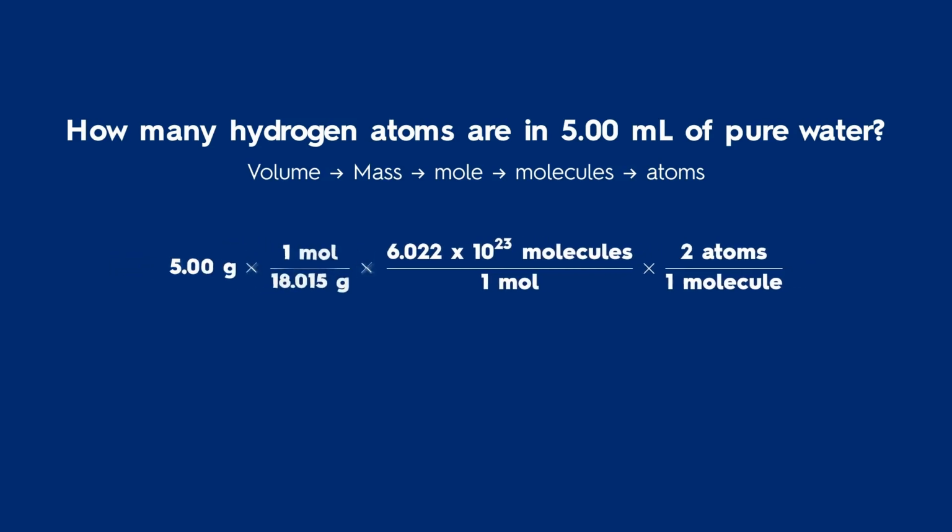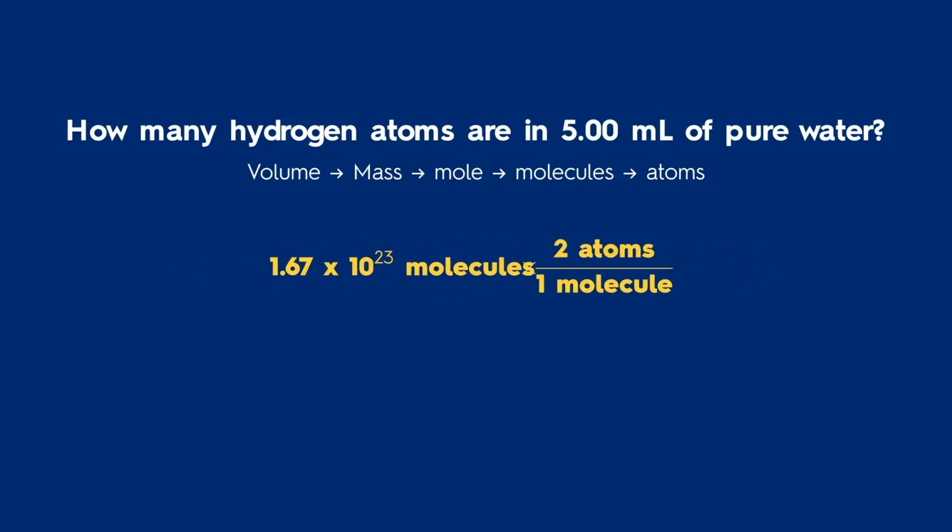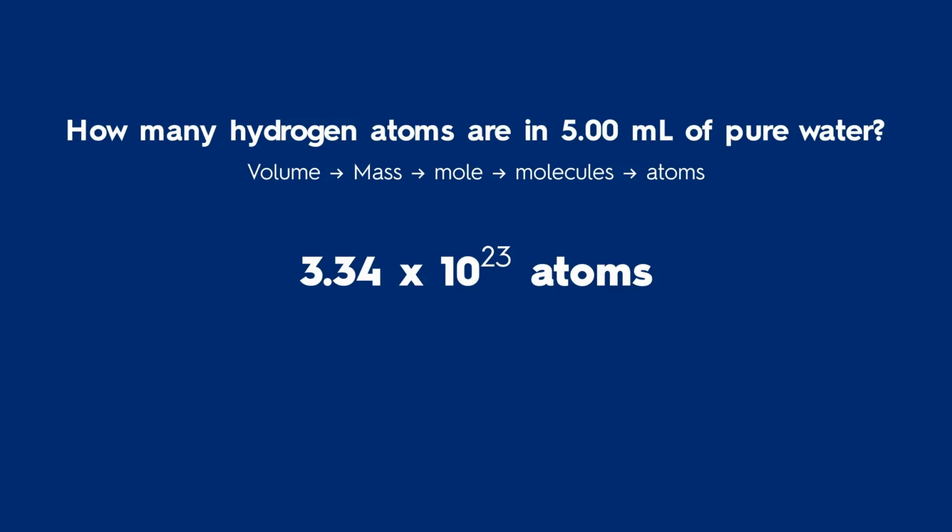Multiply and cancel units step by step, and you'll arrive at the answer of 3.34 times 10 to the power of 23 hydrogen atoms, rounded to 3 significant figures.